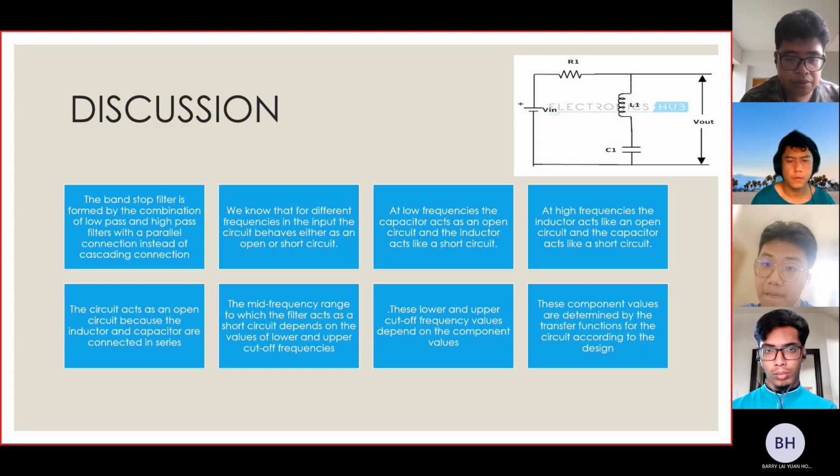The mid frequency range, in which the filter acts as a short circuit, depends on the values of the lower and upper cut-off frequencies. At the lower cut-off frequency, the capacitor acts as an open circuit and the inductor acts like a short circuit. These lower and upper cut-off frequency values depend on the component values. At high frequency, the inductor acts like an open circuit and the capacitor acts like a short circuit. These component values are determined by the transfer function of the circuit according to the design.